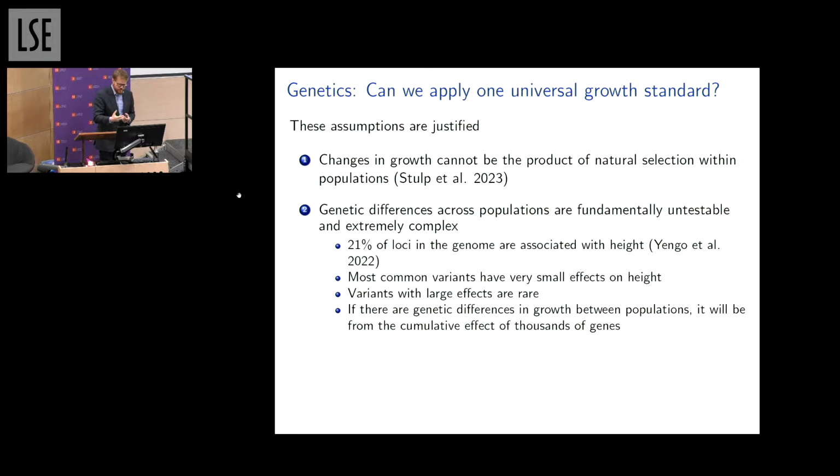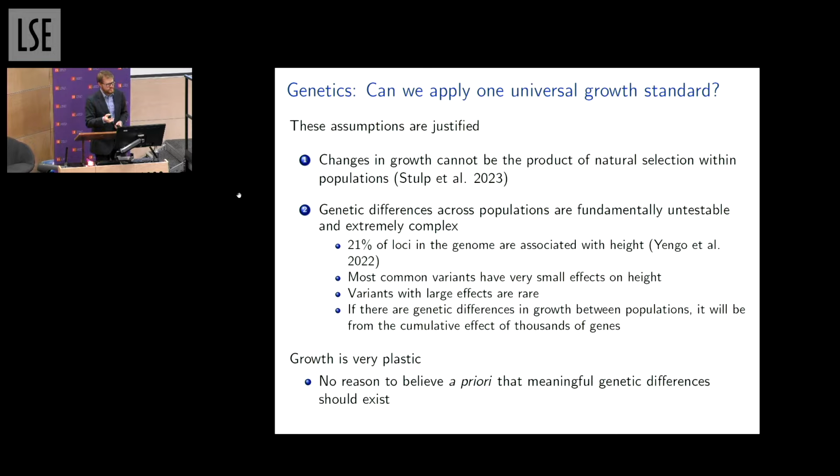So I think if there are genetic differences in growth between populations, it will be from the cumulative effect of thousands of genes. And that's extremely complex and difficult to understand. It's not like, oh, this population is tall and this one is short, right? That's not the way that this will work.